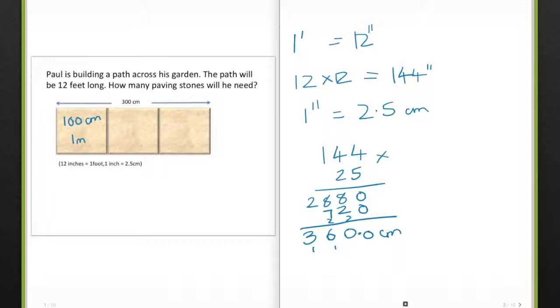360 centimetres. So 12 feet is 360 centimetres, and I need to divide that answer by 100 to work out how many paving stones I'll need. So we just come from here, 1, 2, and I will need 3.6 stones. And we can have a 0.6 stone because we can cut them up, can't we?